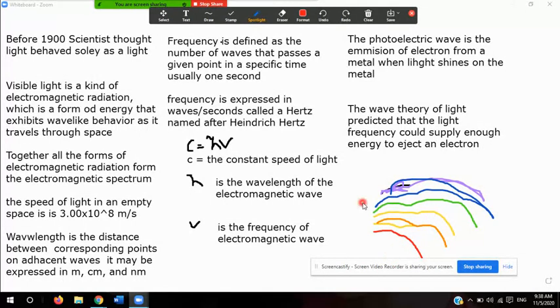And interestingly enough, now that we're talking about the speed at which light travels through space, we have that light in an empty space travels at 3 billion meters per second, or 3 times 10 to the power of 8 meters per second. So let me try to erase this real quick for you guys to explain something.